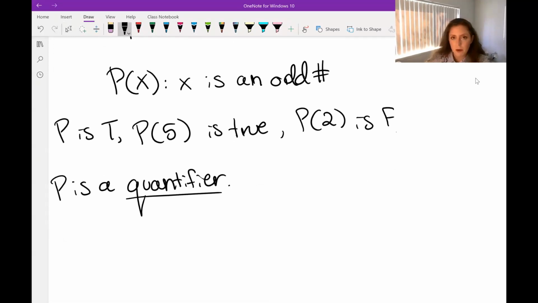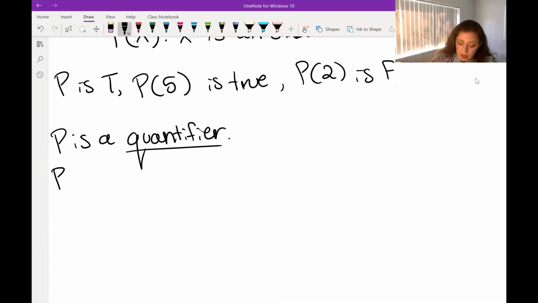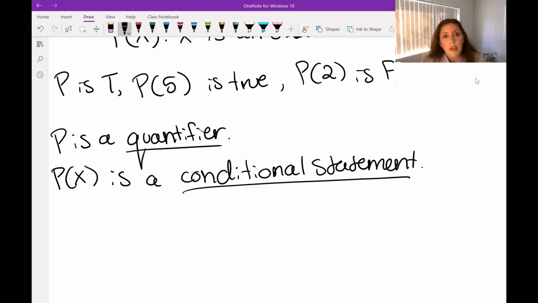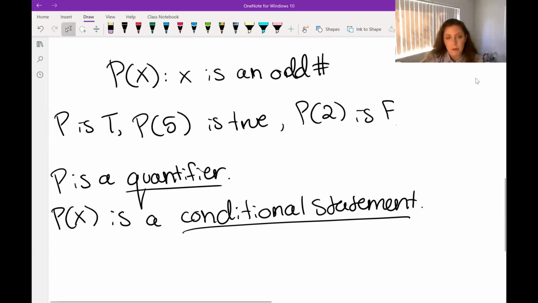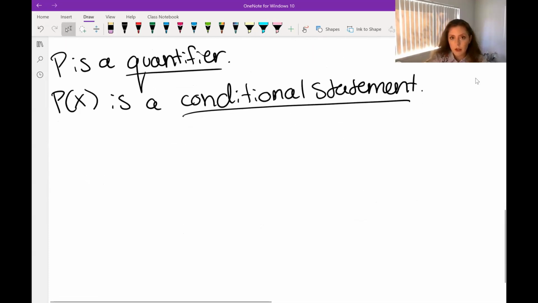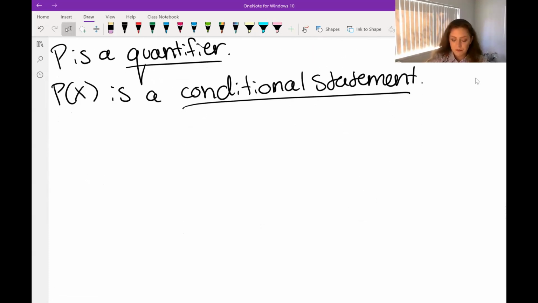So that's the thing I was talking about. We usually use capital Latin letters. Okay. P of X is a conditional statement, okay? Because whether it's true or false depends on what X is, okay? Like above I said, P of 5 is true, but P of 2 is false. All right, so that's the end of our talk about statements for now.